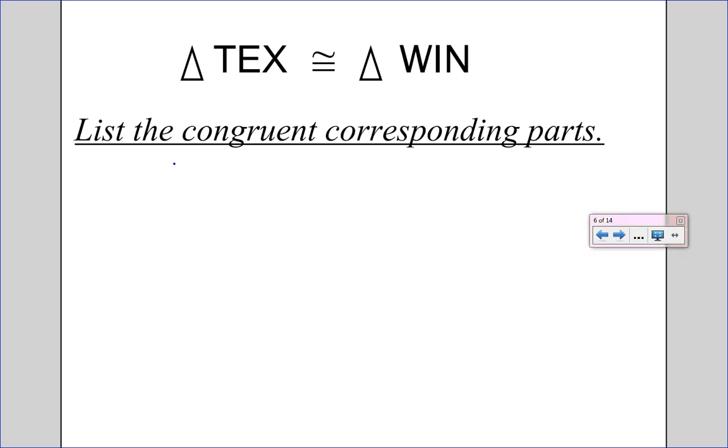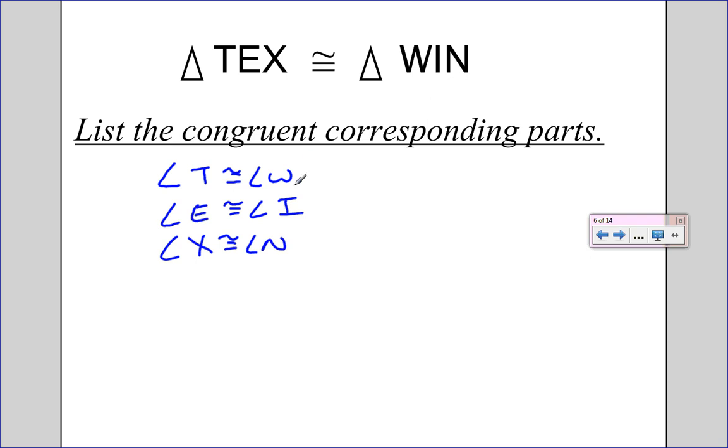So what you should have gotten is angle T is congruent to angle W because those are the first letters. Angle E is congruent to angle I because those are the second letters. Angle X is congruent to angle N because those are the third letters.